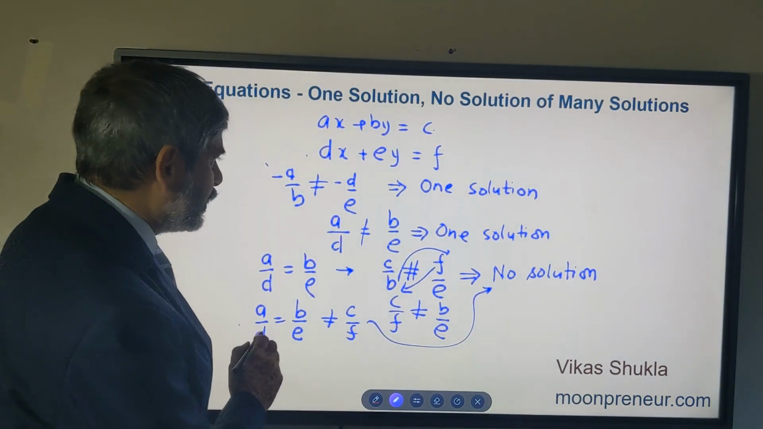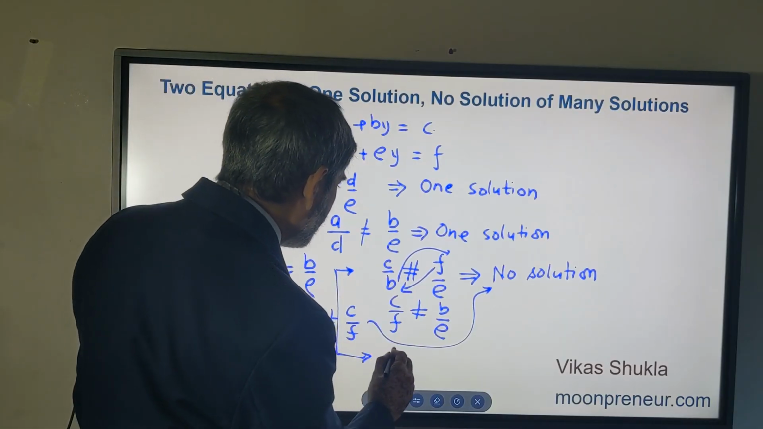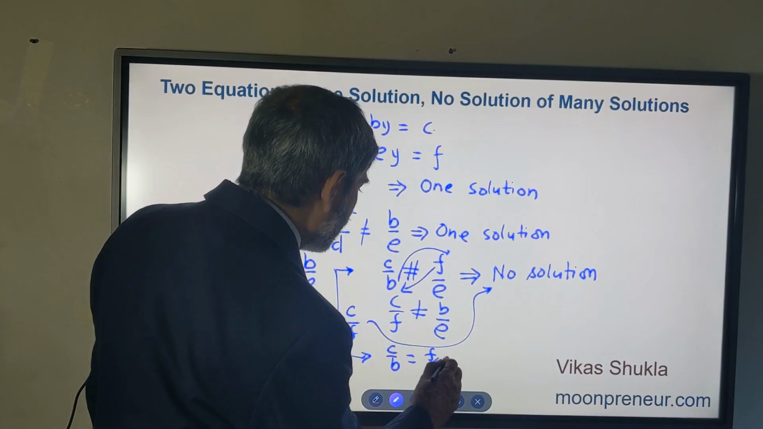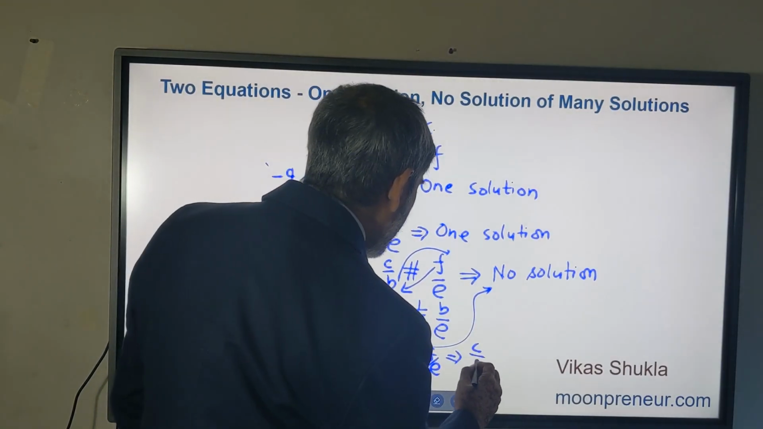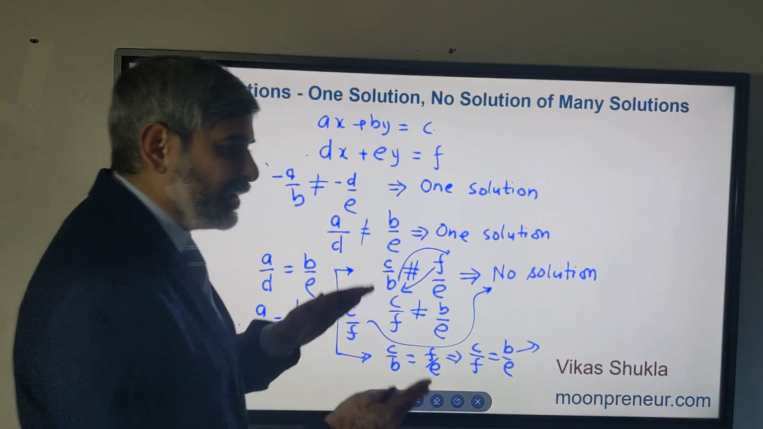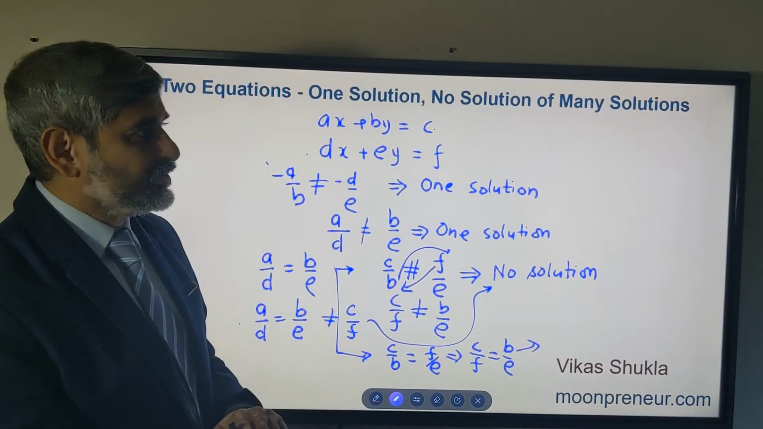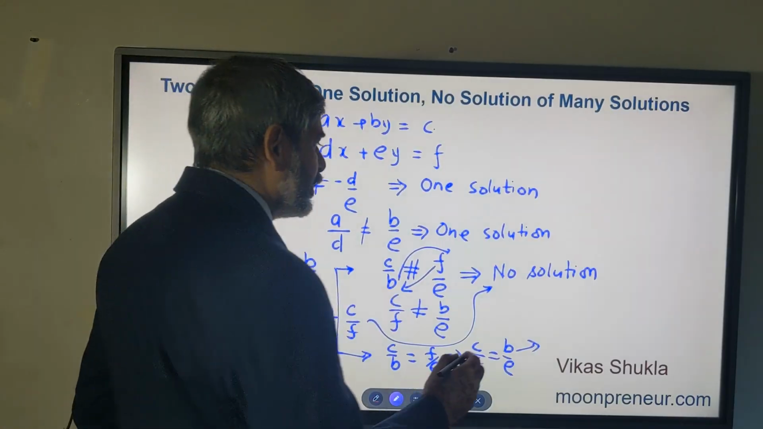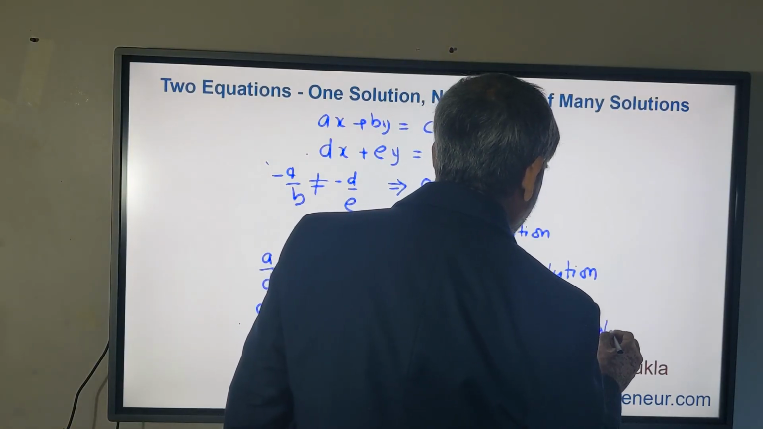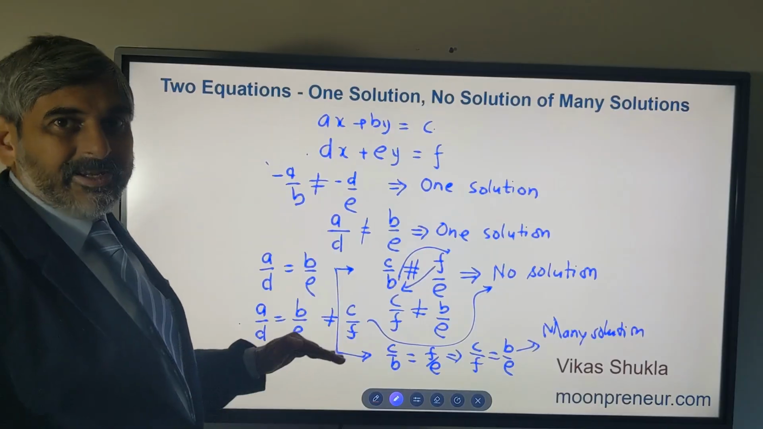And that brings us to the third condition. What if their gradients are equal, and their intercepts on the y-axis are also equal, which means that c by f is equal to b by e? Under that condition, the two parallel lines overlap each other, and in that condition we have many solutions. So this is how we write it in a formal way.